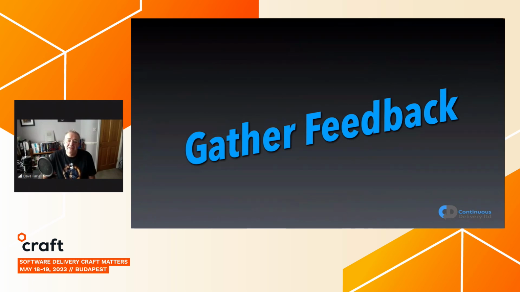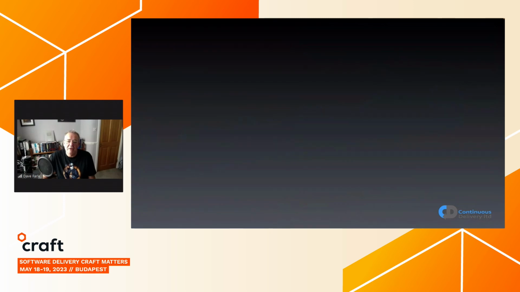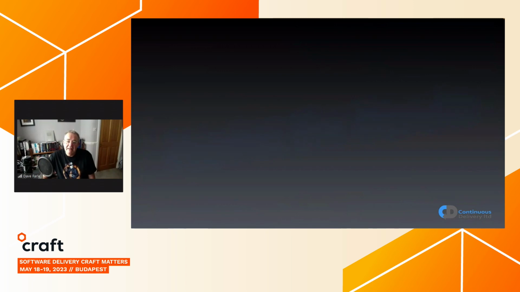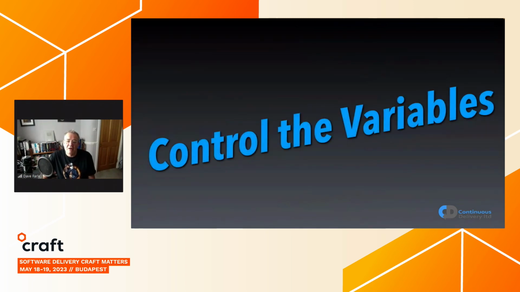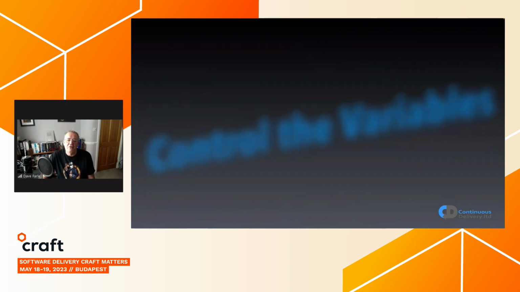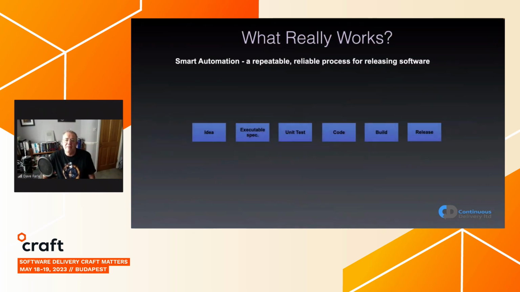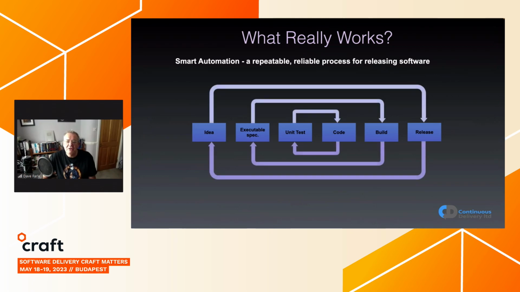For this, we need to be able to gather feedback to learn from what's going on. We need to predict the results of what's coming next. And again, automated tests are one extremely valuable form of experiment. We need to take control of the variables to make sure that we get this repeatability and reliability into our process.